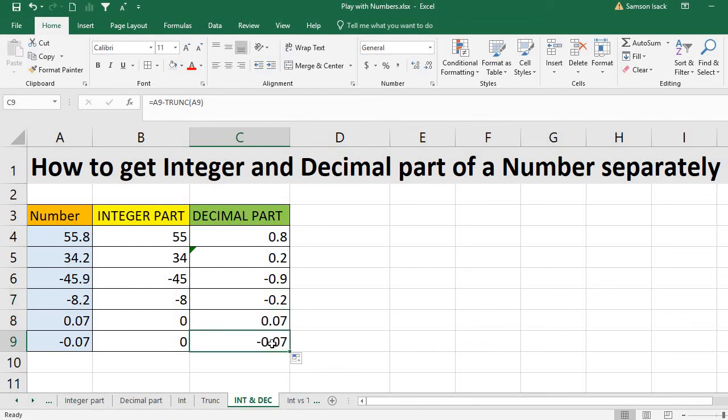The integer part of the number can be achieved by using the trunc function. So for the integer part of the number, you just put trunc of the number. For the decimal part of the number, you put the number minus trunc of that number. Hope this video is helpful to you to find the integer and decimal part of a number by using some formulas. This is very useful when we write our own functions and formulas.